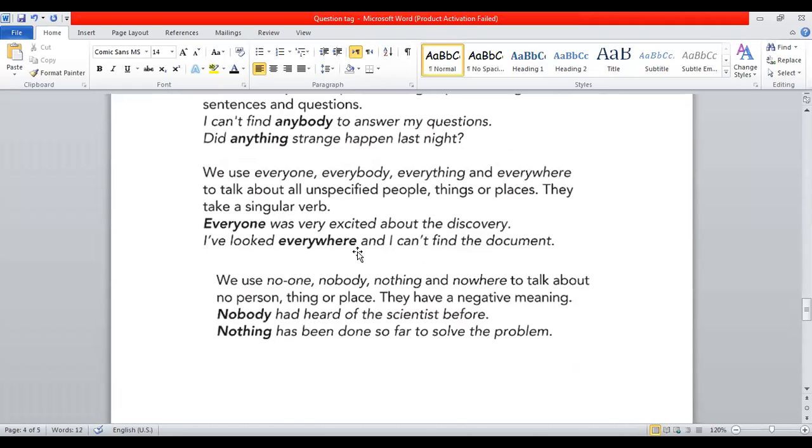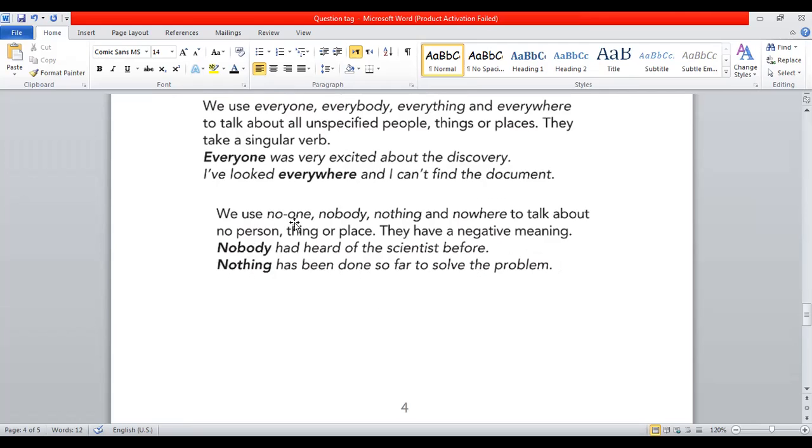I've looked everywhere. We use no one, this is the last one, no one, nobody, nothing, and nowhere to talk about no person, no thing, or no place. They have a negative meaning, but we will use a positive helping verb with them. Like this example, nobody had heard of the scientist before. Nothing has been done so far to solve the problem.